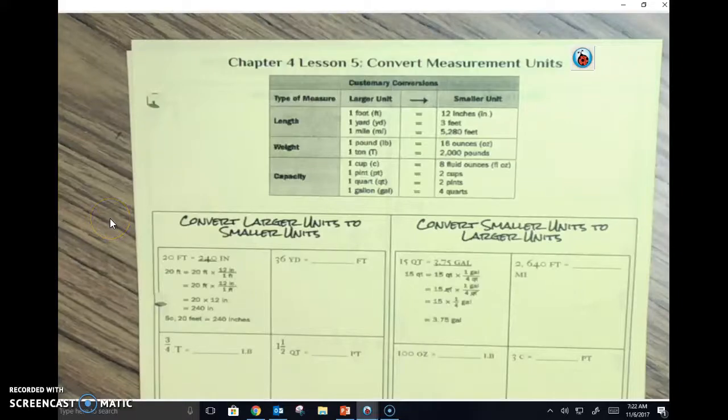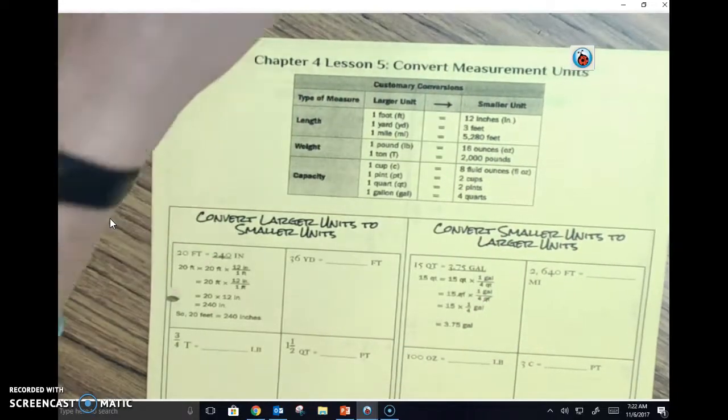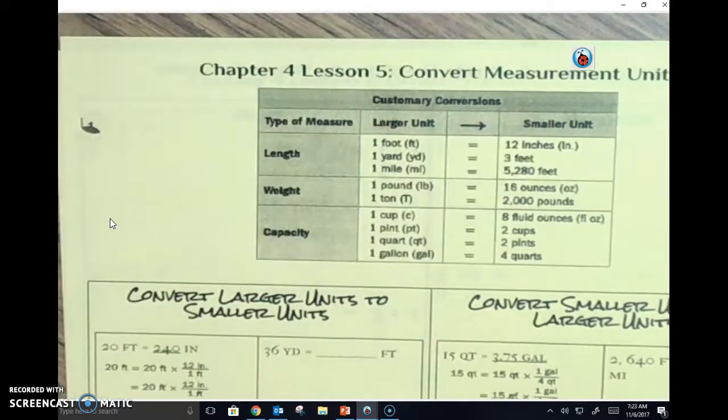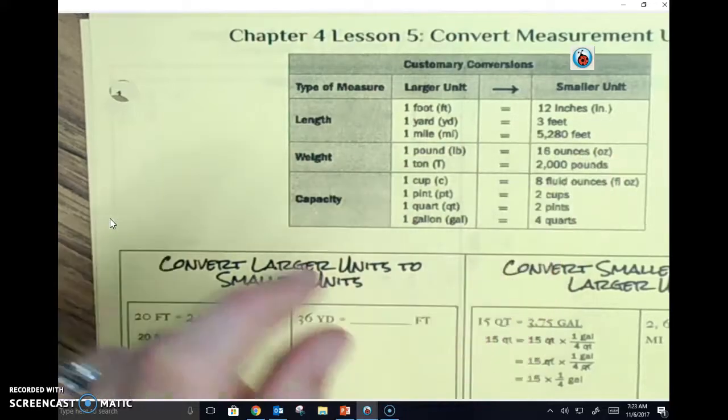In this lesson, we're going to be looking at how to convert measurement units. So I put this nice little chart at the top of your paper. You will not have to memorize this. You'll get to use these notes on your test. So don't freak out if you can't memorize it, but a lot of them, as we're working through, you'll probably end up memorizing. So these are the larger units, and these are how you get to the smaller units.